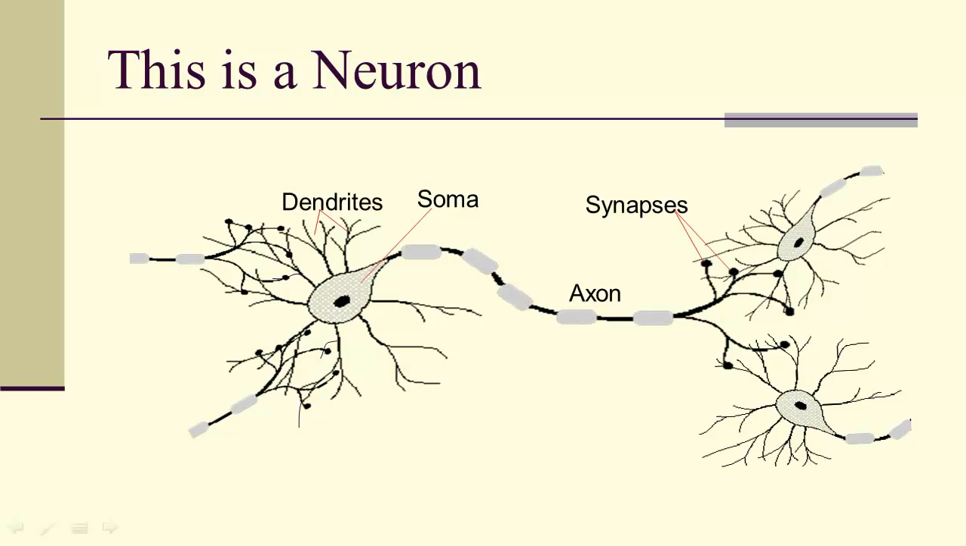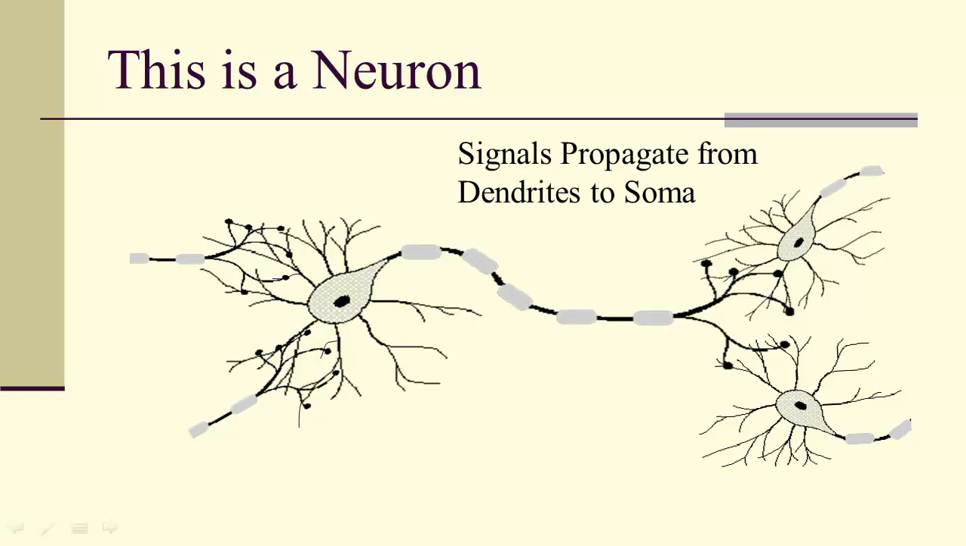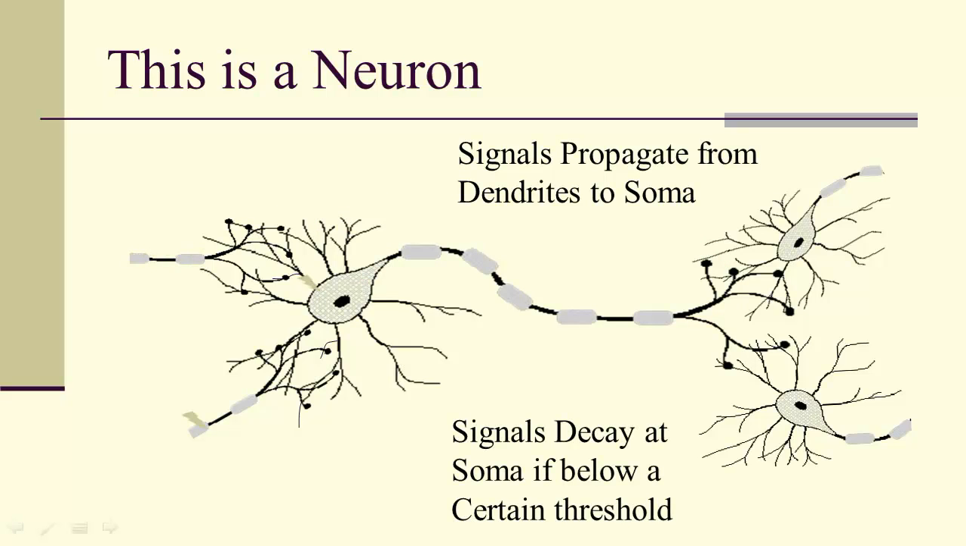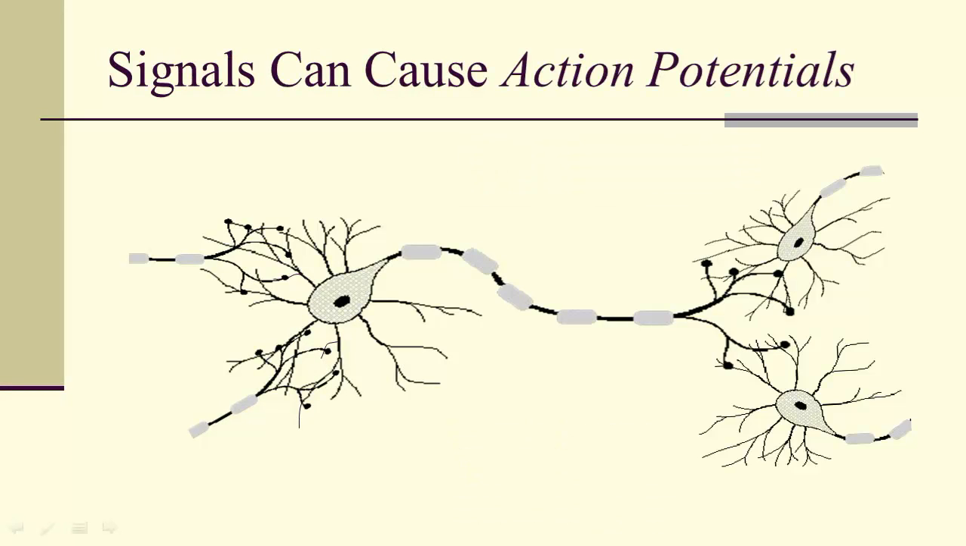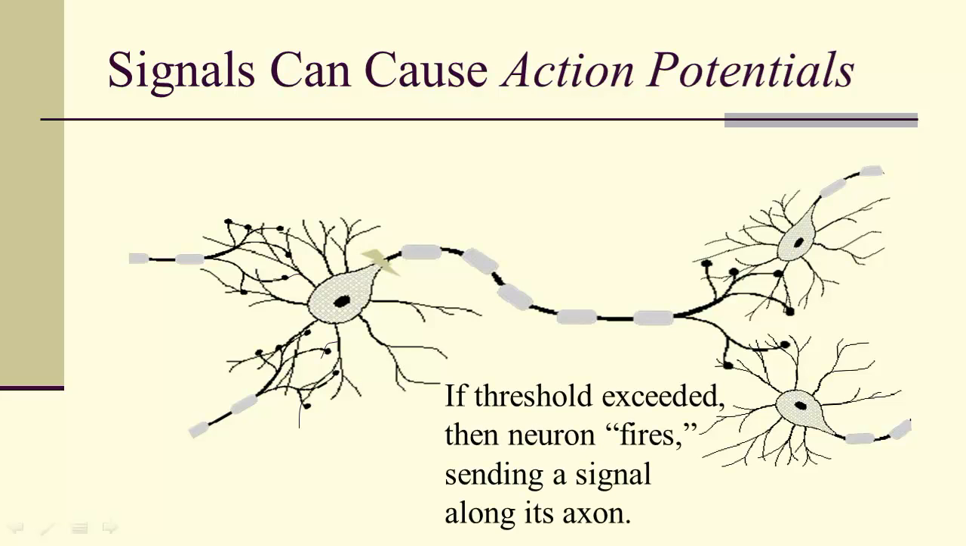So this is a neuron. It has these components: dendrite, soma, axon, and synapses. Signals propagate from the dendrites to the soma, and they tend to decay if they're below a certain threshold. On the other hand, we could have signals arriving in such a way as to cause action potentials. So the signals arrive at the soma, and in sufficient quantity and closeness to each other to cause a threshold to be exceeded, causing a neuron to fire, sending a signal along its axon and out to other neurons.